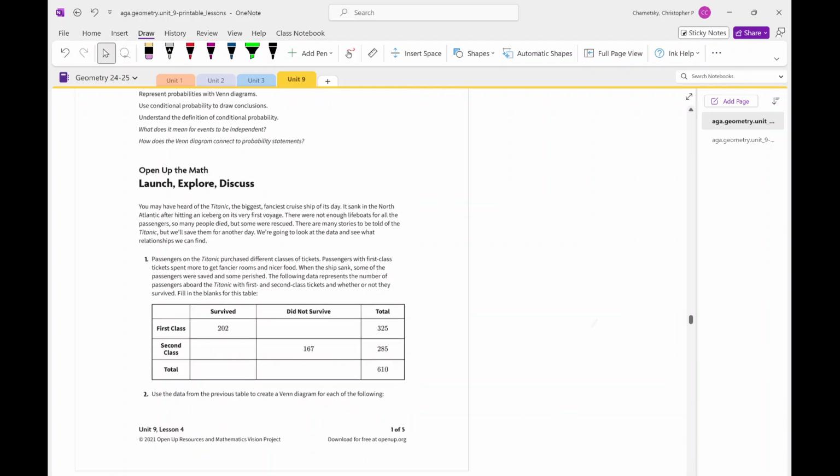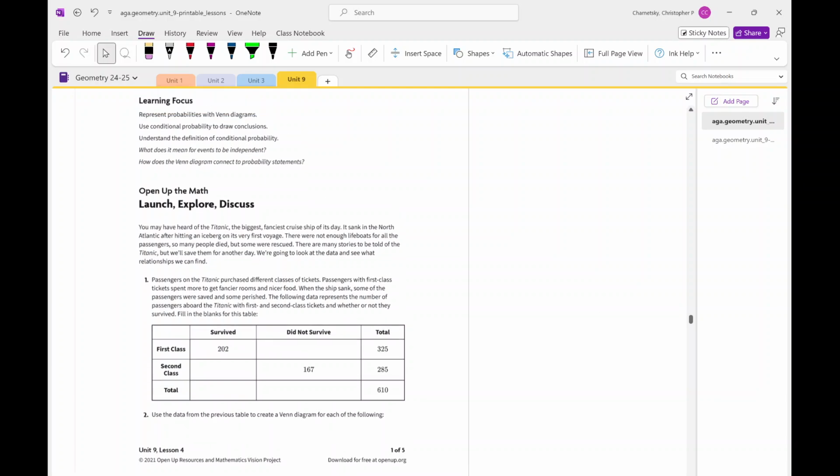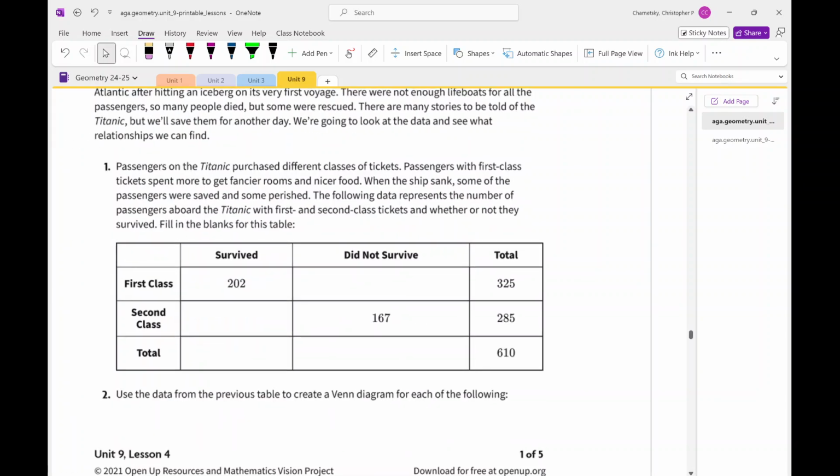The first thing that you're going to be asked to do is look at this situation. We have survival or partial survival data on passengers on the Titanic based on what class of ticket they have and whether they survived or not. So what I'd like you to do is go ahead and pause this video right now and see if you can figure out how to fill in this first chart for number 1.